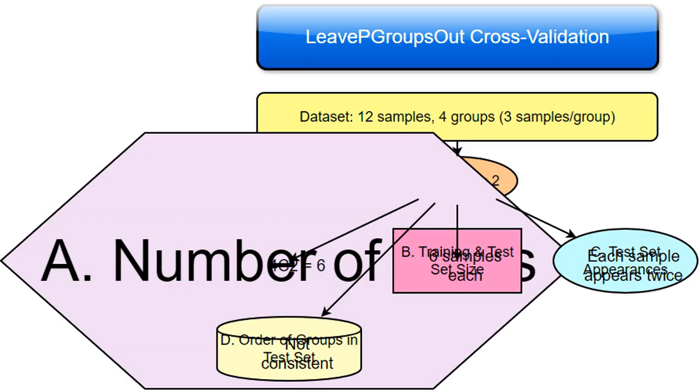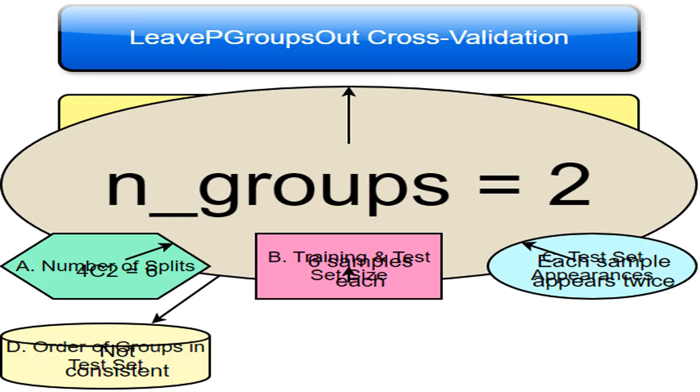To figure out how many different ways I can leave out 2 groups from 4, I use combinations. That's 4 choose 2, or 4 times 3 divided by 2, which equals 6. I will have 6 different splits. A mathematical way to say 4 choose 2 is 4C2.